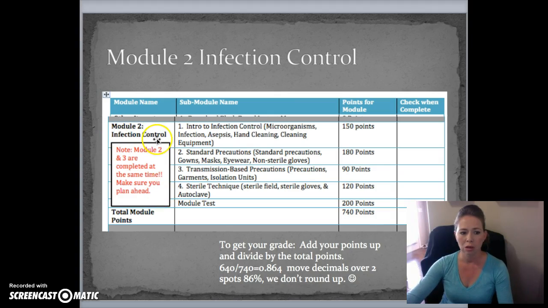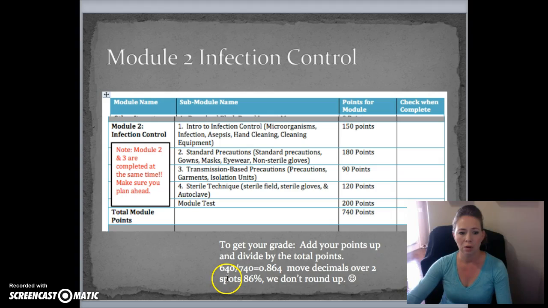So Module 2 is called Infection Control. In that, the subunits are Intro to Infection Control, Standard Precautions, Transmission-Based Precautions, Sterile Technique, and then at the very end you have a test. So along the way you have little built-in quizzes. Each one, these are the totals for each submodule. So as you finish, we'll collect the points.